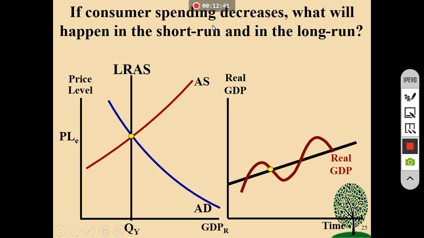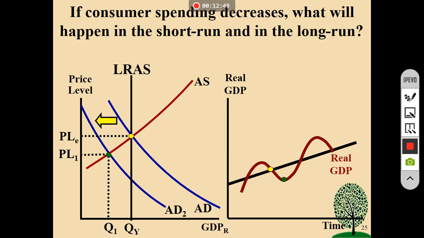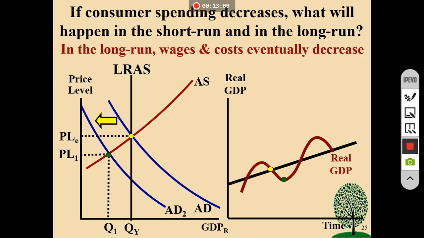So now, if consumer spending decreases, what will happen in the short run and in the long run? Okay, so now consumer spending decreases, aggregate demand shifts to the left. Okay, we're now in a recessionary gap. We saw prices go down. So in theory, in the long run, wages and costs eventually decrease. So wages in theory go down, right?